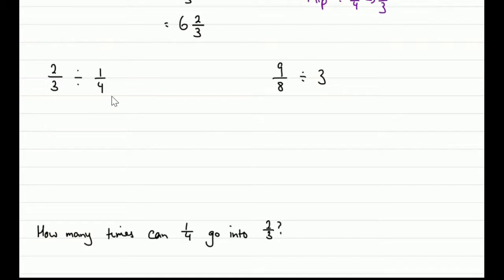2/3 divided by 1/4. So once again, our stay, change, flip. So my stay, that 2/3 stays as it is. Don't need to do anything with that.